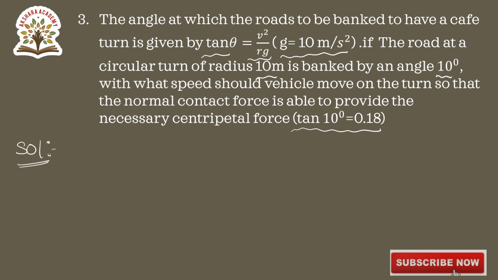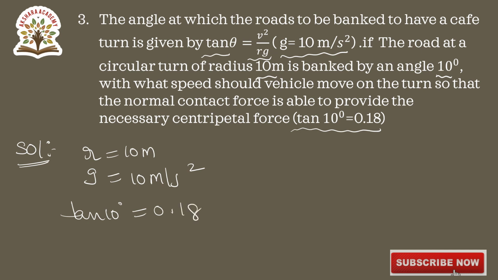Now first let us go to the solution. R is equal to the given 10 meters and g is equal to 10 meters per second square. Tan 10 degrees they given as 0.18, and here you have to calculate the maximum speed.